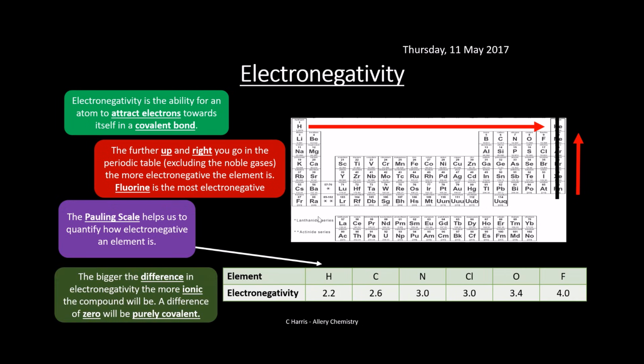It's important to note as well that we look at the differences between them. Say, for example, if I had hydrogen and fluorine bonded together, obviously there's a big difference in electronegativity values, 2.2 and 4. Basically, the bigger the difference, the more ionic the compound's going to be. That's quite important. But a difference of 0 will be purely covalent. So an example could be Cl2. 2 chlorines put together, no change in the electronegativity value, so that would be a purely covalent molecule.